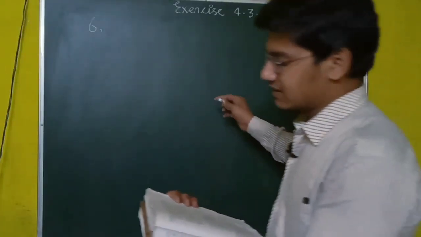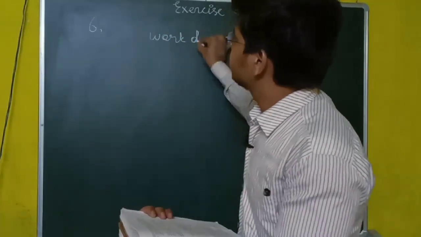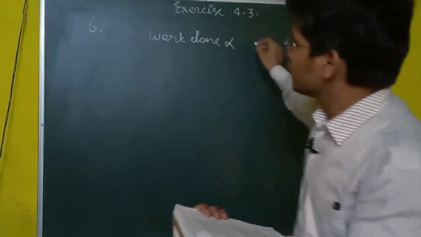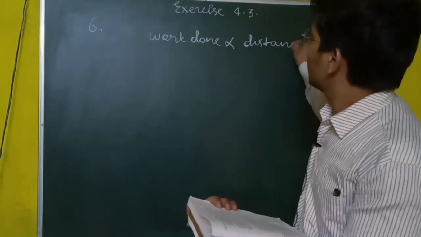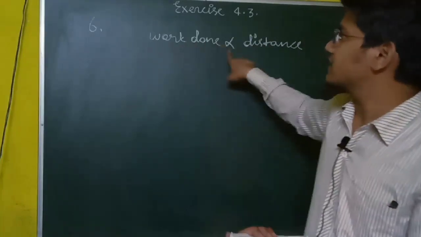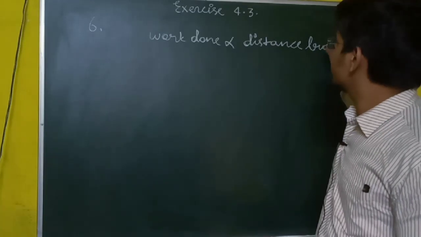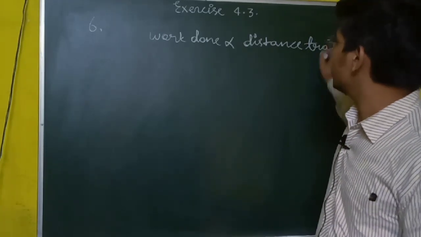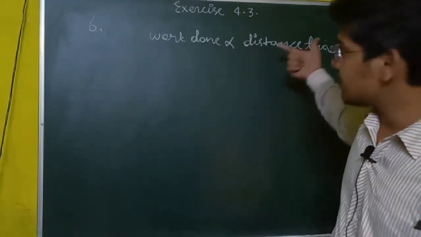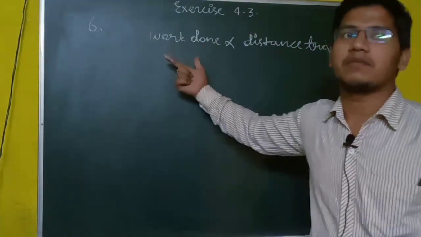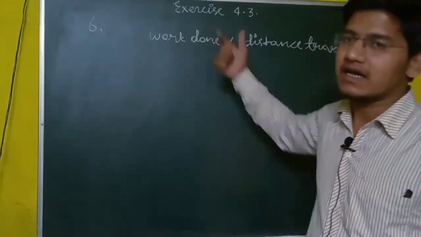So they are asking us that work done is directly proportional to the distance travelled. What is the meaning of this statement? It says that the work done will be more if the distance travelled will be more, so more work we have to do. If one quantity will increase, so another will also increase.